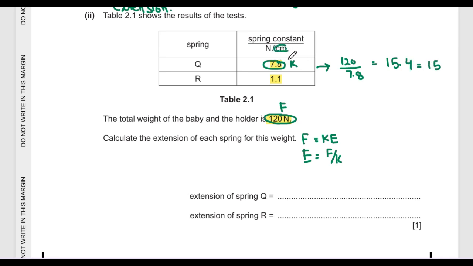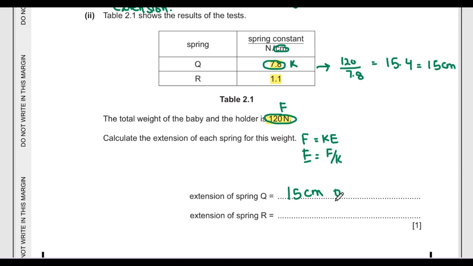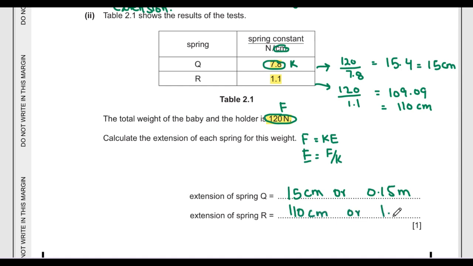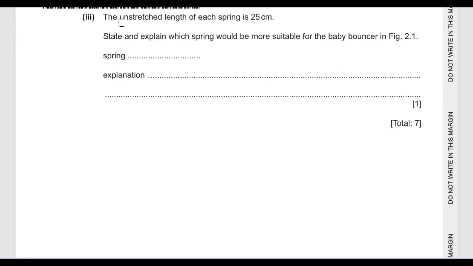But you know, this is given in centimeters because spring constant is Newton per centimeter. If you want to write it as it is, you can, but if you want to convert into meters, it would be 0.15 meters. Doing the same for the next, 120 over 1.1, it would be 109.09. Rounding it off to two significant figures, it would be 110 or 1.1 meters.